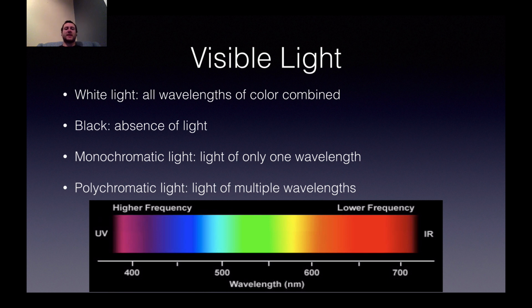Then we can break light down into being either monochromatic or polychromatic. The prefixes there are really important. Mono means one, poly meaning many. So if we have monochromatic light, that's going to be a pure frequency, a pure wavelength that is only going to be one specific color that we're looking at. Polychromatic light, if we start combining wavelengths, that's going to produce polychromatic. So technically, white light being all these wavelengths would be polychromatic.